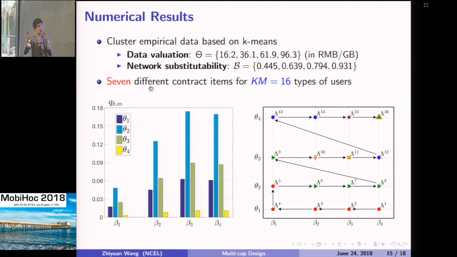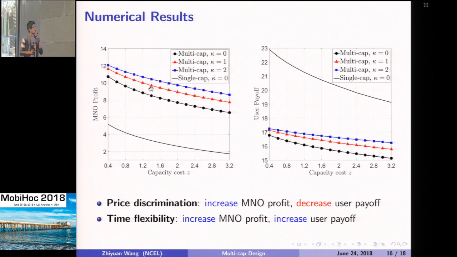We also look at the impact of price discrimination and time flexibility. In the two figures, the horizontal axis represents the operator's capacity cost, the vertical axis in the left figure is the operator's profit, and the vertical axis in the right figure is the user's payoff. The black curve without marker is our benchmark without price discrimination and without time flexibility. By comparing the two black curves, we find that price discrimination can significantly increase the operator's profit but decrease users' payoff.